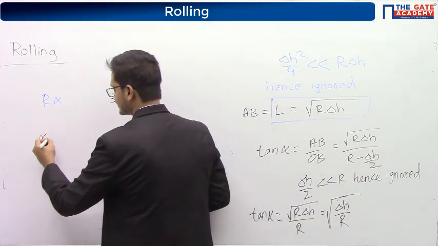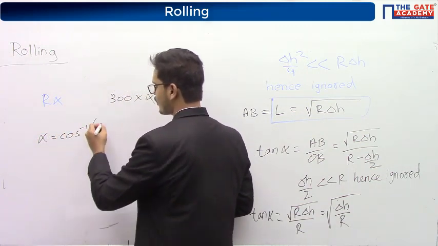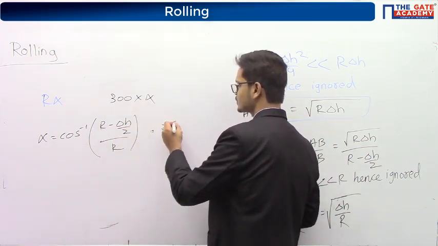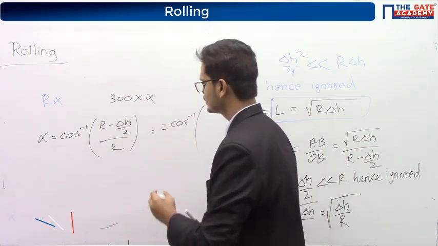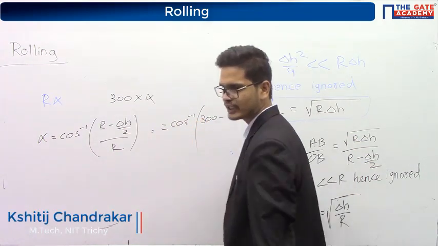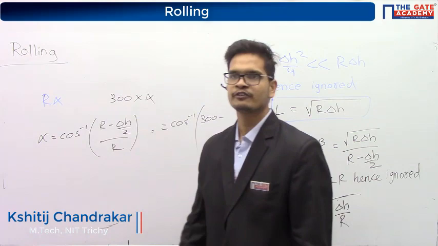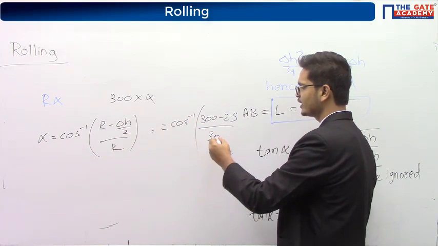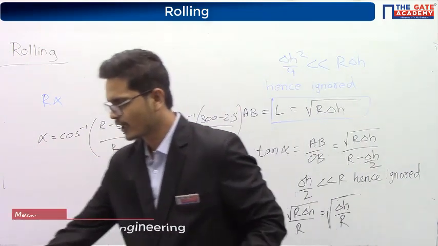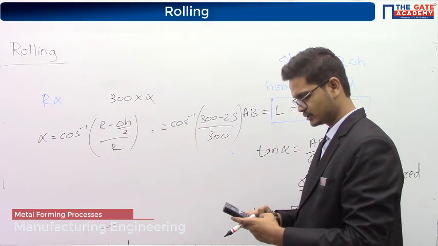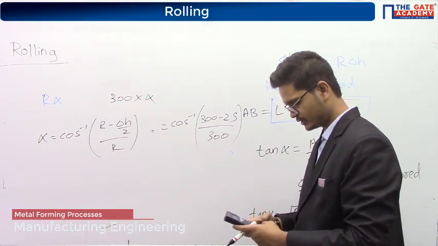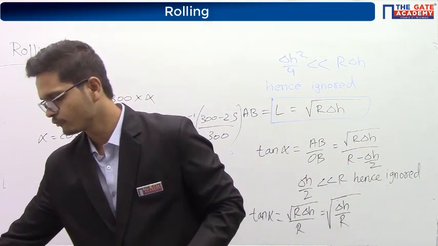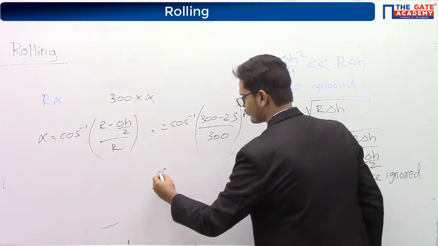Alpha is cos inverse of R minus delta H by 2 upon R. So it is cos inverse of 300 minus delta H by 2. Delta H is 5. 25 minus 20. So it is 2.5 upon 300. How much is this value of alpha? 300 minus 2.5 divided by 300, cos inverse of answer, 7.4. Alpha is equal to 7.4 degrees.